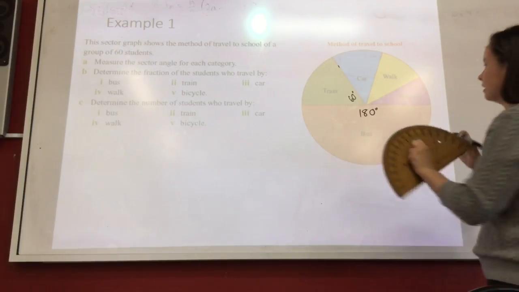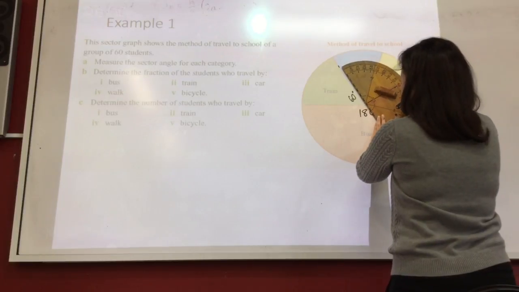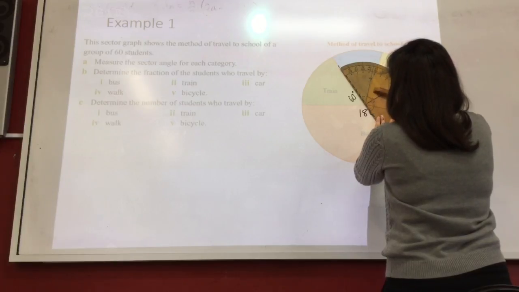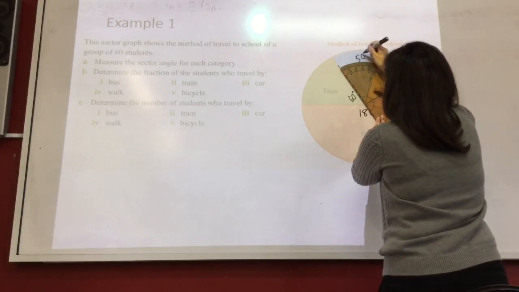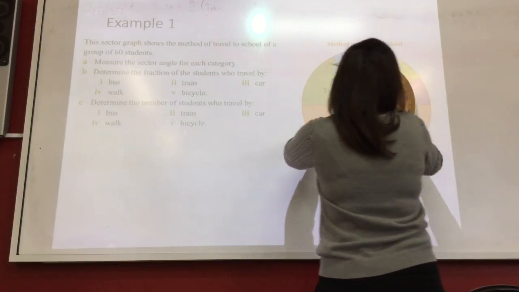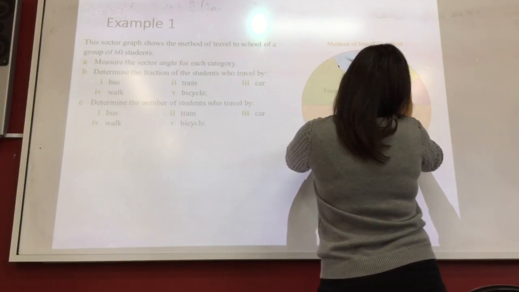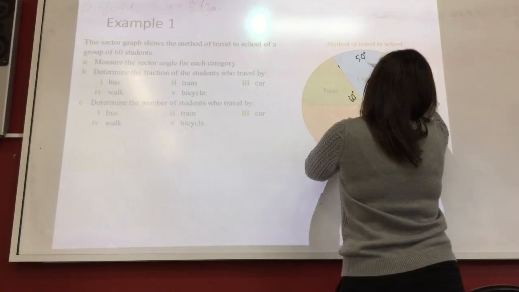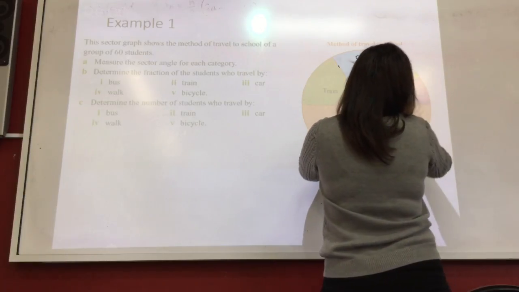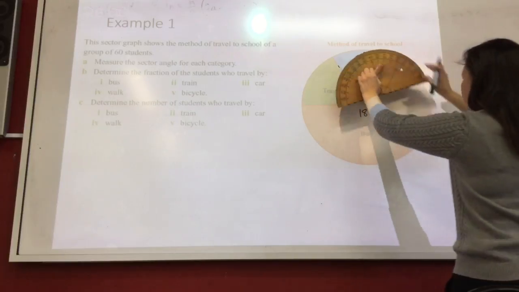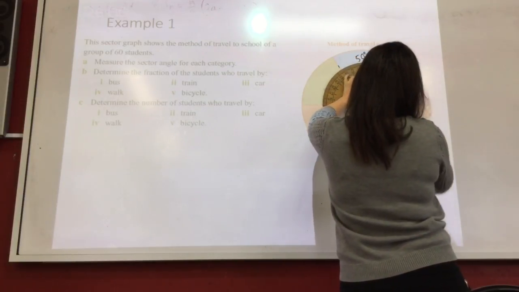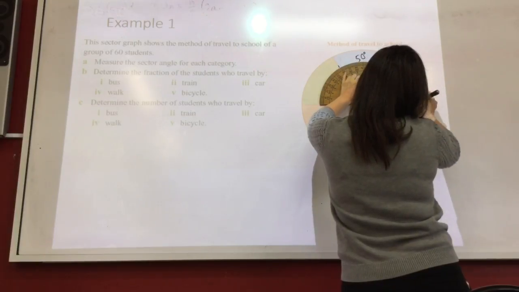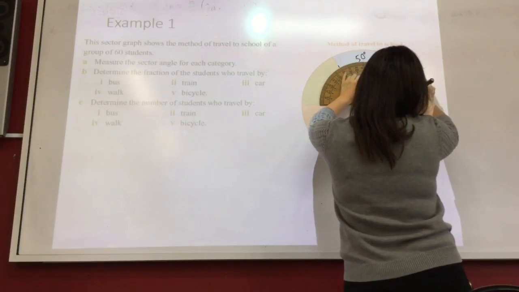The car, I'm trying to line it up. 50 or so degrees. We'll say 50. For walking, it's a bit hard because it's not sticking. About 40, do you think? Yeah. And the bicycle, about 30. So this time, because we're starting at 0 here and going around, I think 30 degrees there.